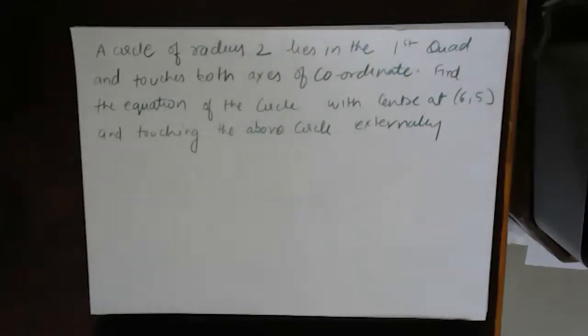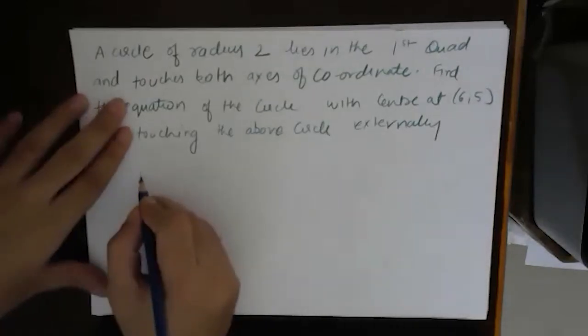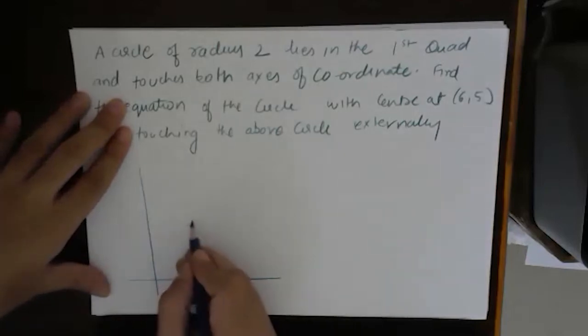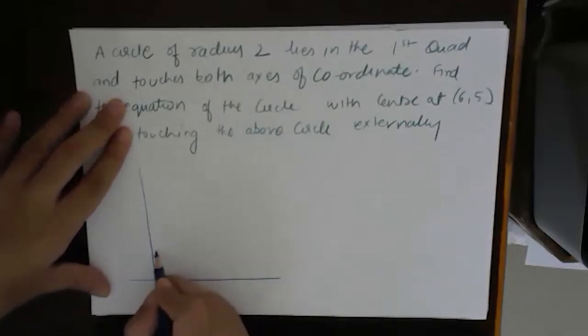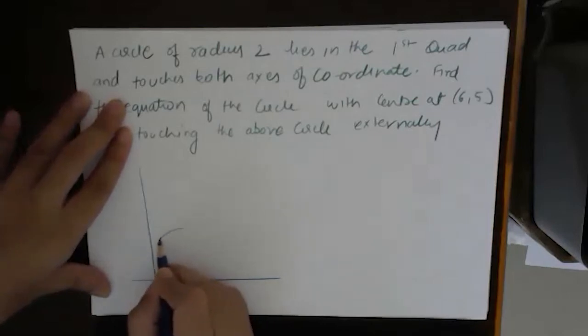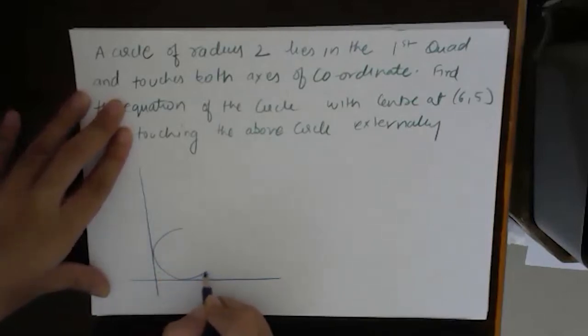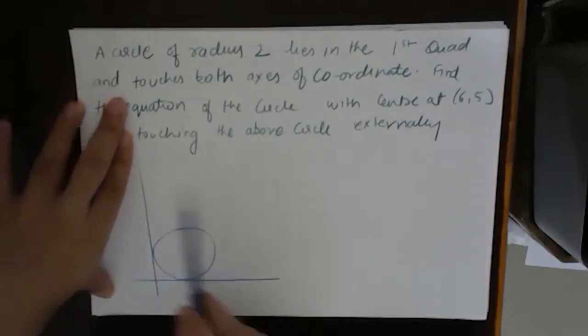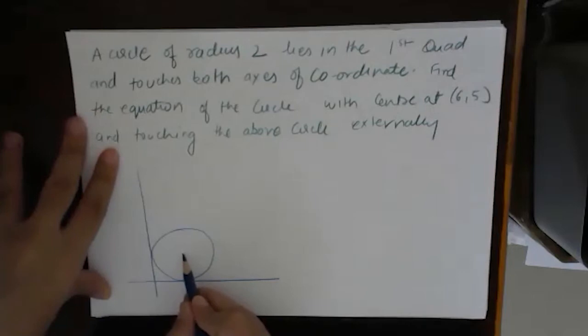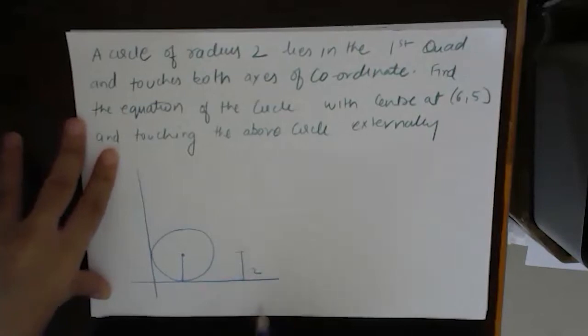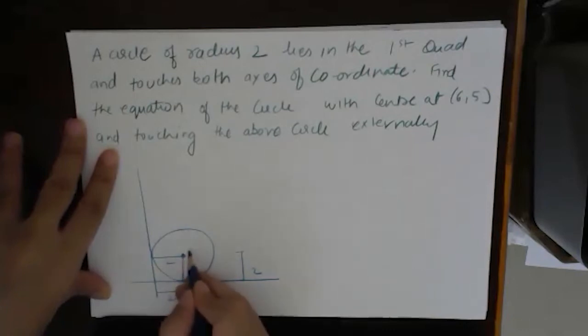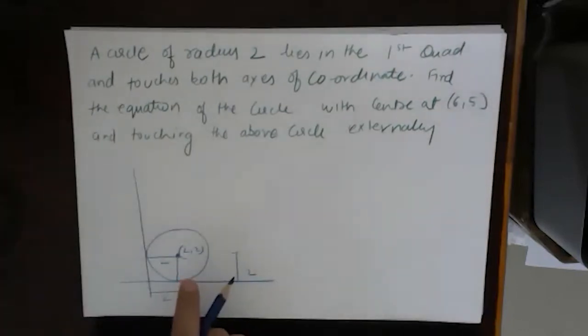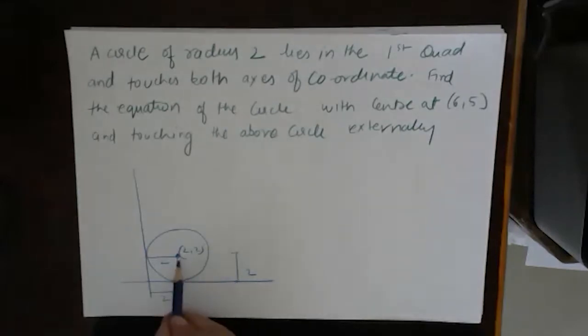Okay, let's see. Suppose these are the coordinate axes, and there is a circle lying in the first quadrant such that the circle touches the coordinate axes, and the radius of the circle is 2. That means, if this is the center, this height will be 2 and this length will also be equal to 2. So what will be the center of the circle? 2 comma 2. And the radius is also 2.